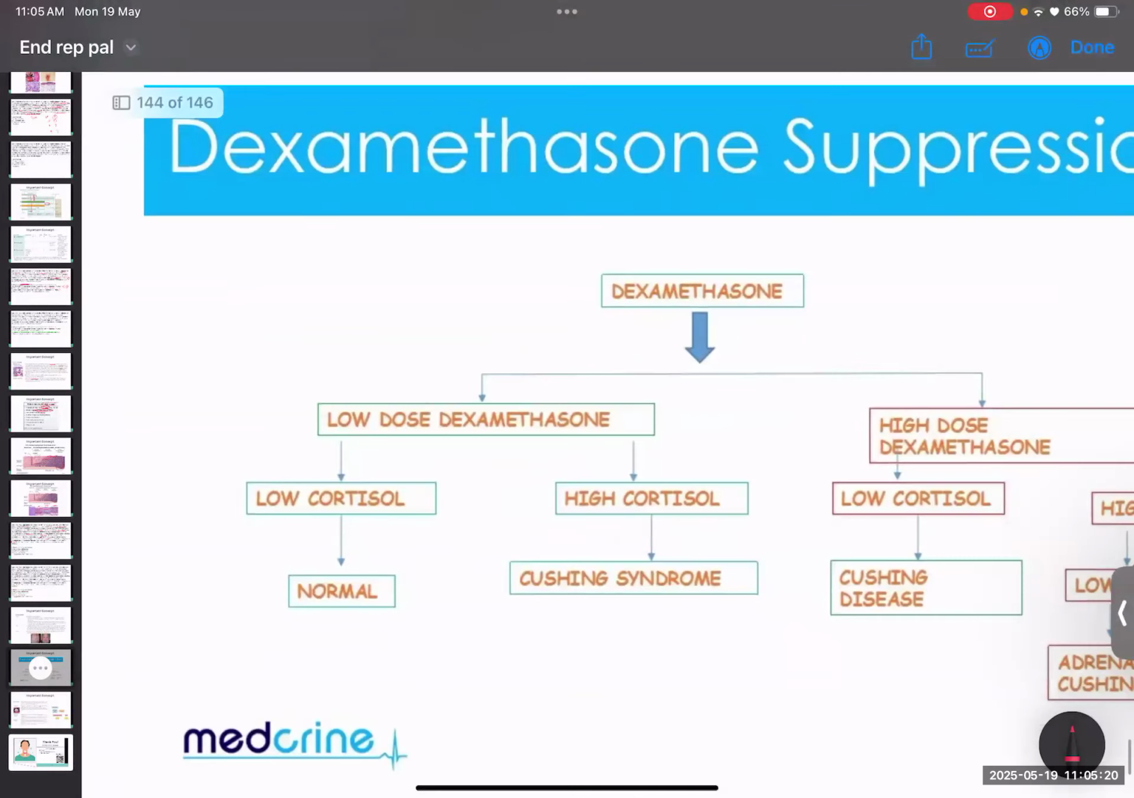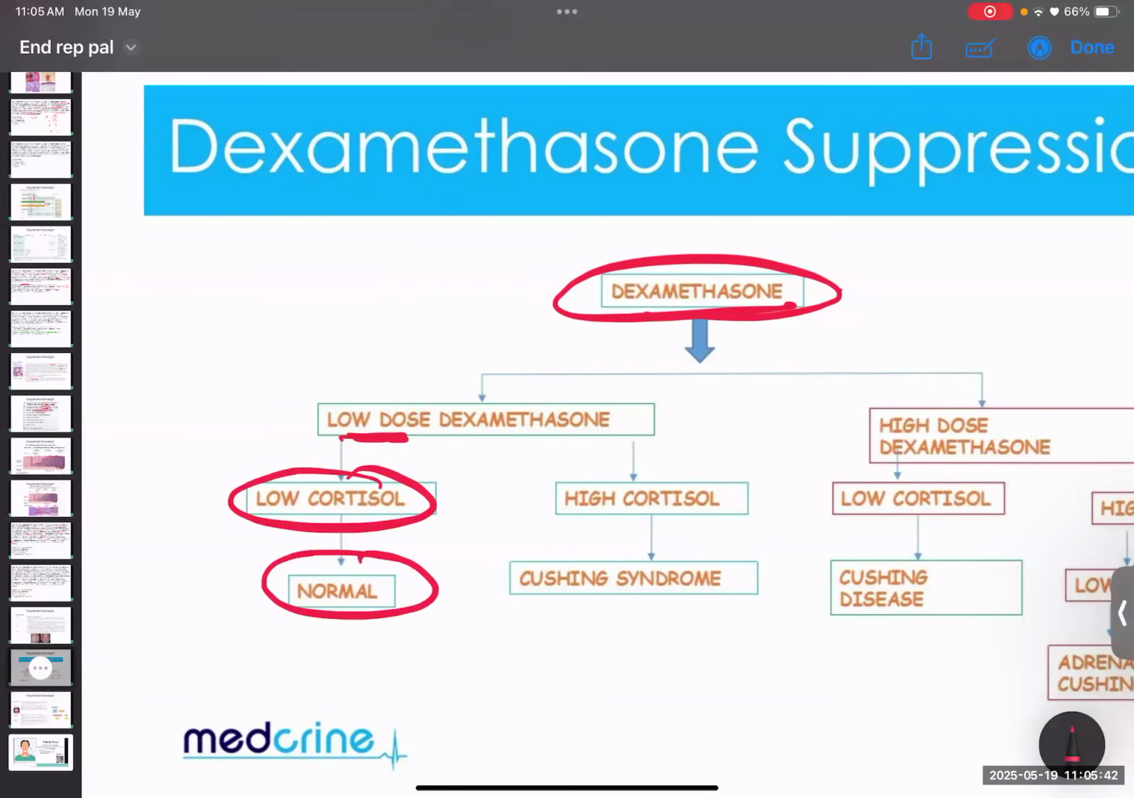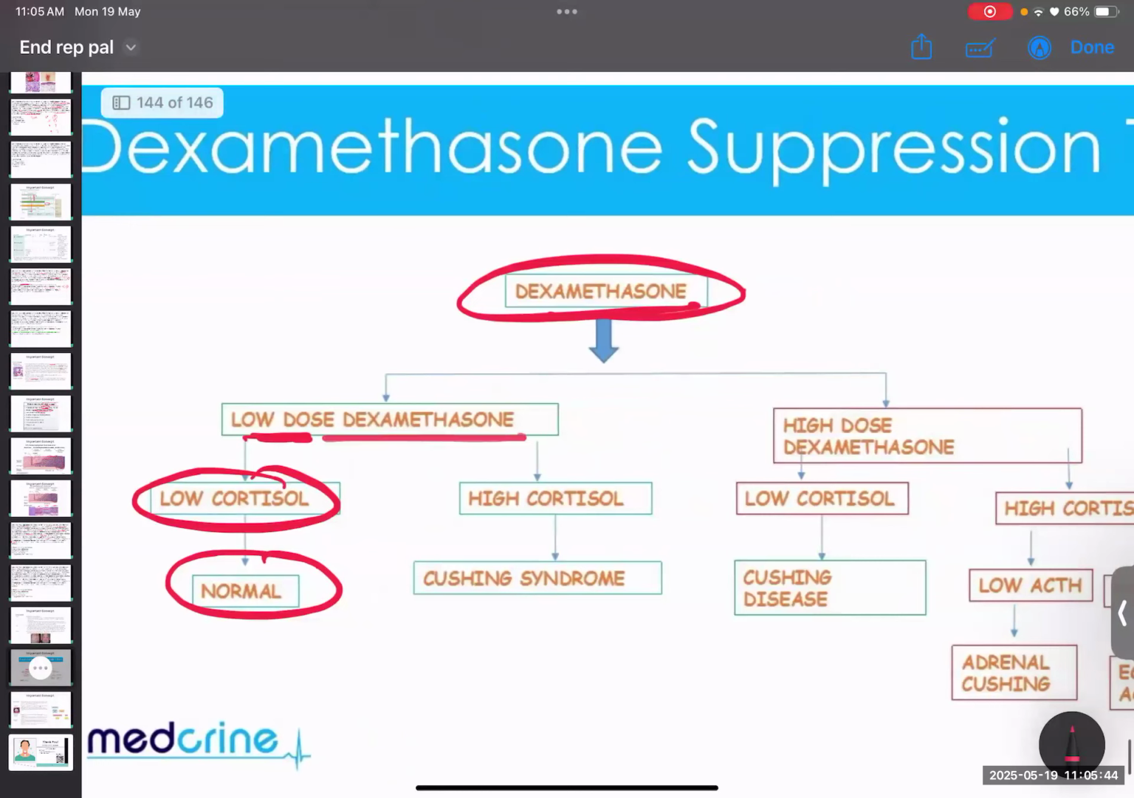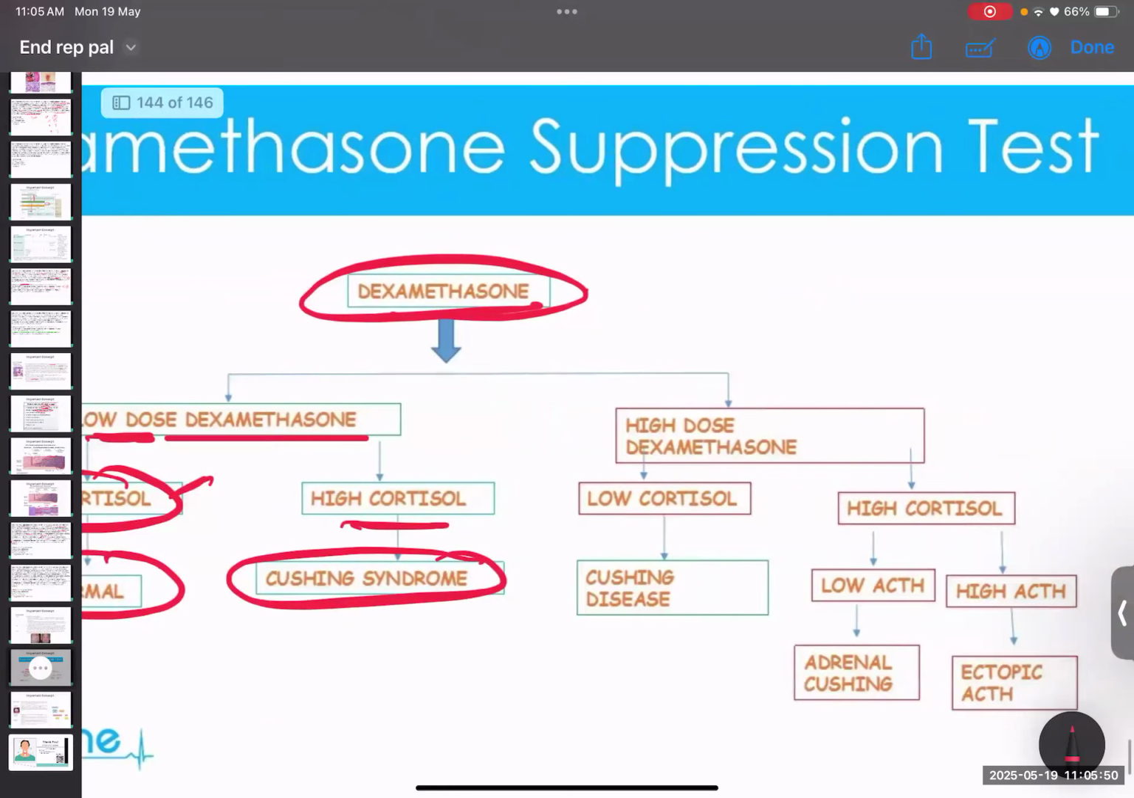When you do a low dose dexamethasone test in a normal patient, usually if you give corticosteroids on top of cortisol, that's going to suppress ACTH, and that's going to suppress the release of cortisol as a whole. So if you do give low dose dexamethasone, and if it suppresses cortisol, the patient's completely normal. However, if low dose dexamethasone does not suppress your cortisol and the cortisol remains high, then it's Cushing syndrome, okay?